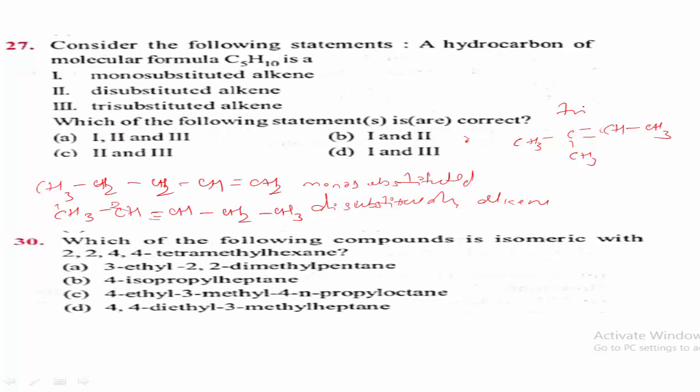Hence it is an example for trisubstituted alkene. Trisubstituted alkene. Okay students, therefore the correct answer for the question is: consider the following statements. Hydrocarbon molecular formula C5H10. Which of the following statements are correct? 1, 2, 3, all statements are correct. Therefore the correct answer for this question is option A. Is it right? Yes. Okay students, next question number 30.